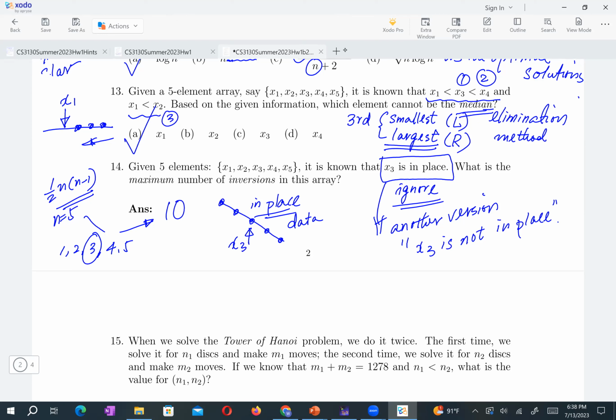How to do that? Let's do it this way. Let's take away X3 first. Then 5, 4, 2, 1, descending order.